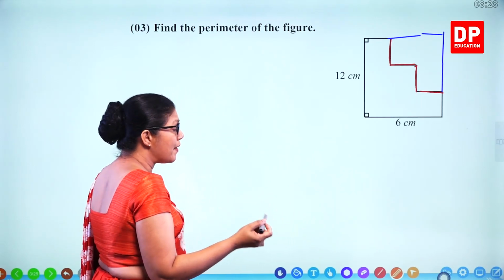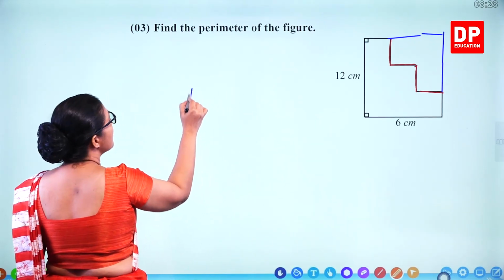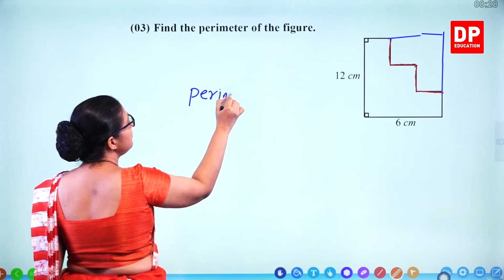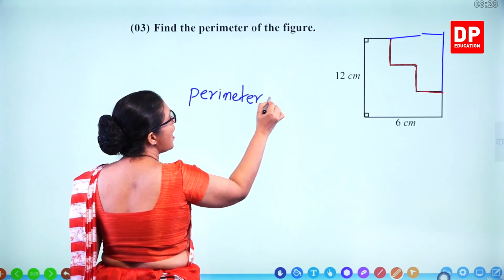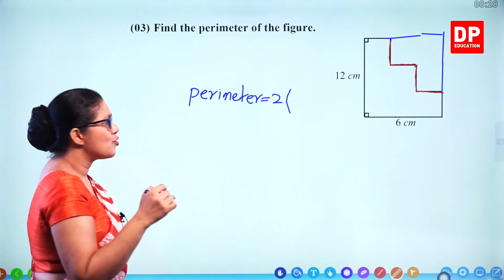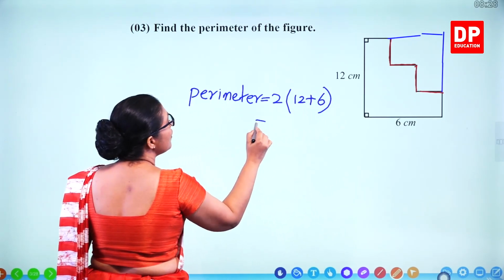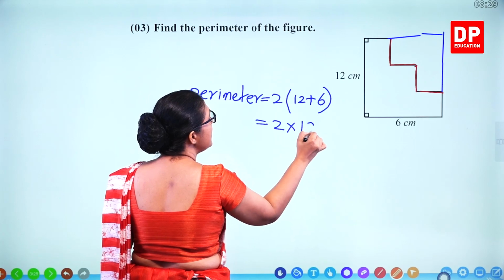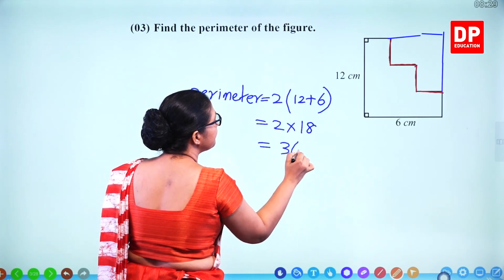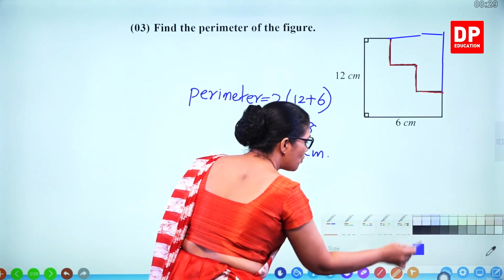So what's the perimeter of a rectangle? Perimeter becomes 2 times the length and 2 times the width. 2 times length plus width. You get 2 times 18, 36 centimeters. So 2 marks.